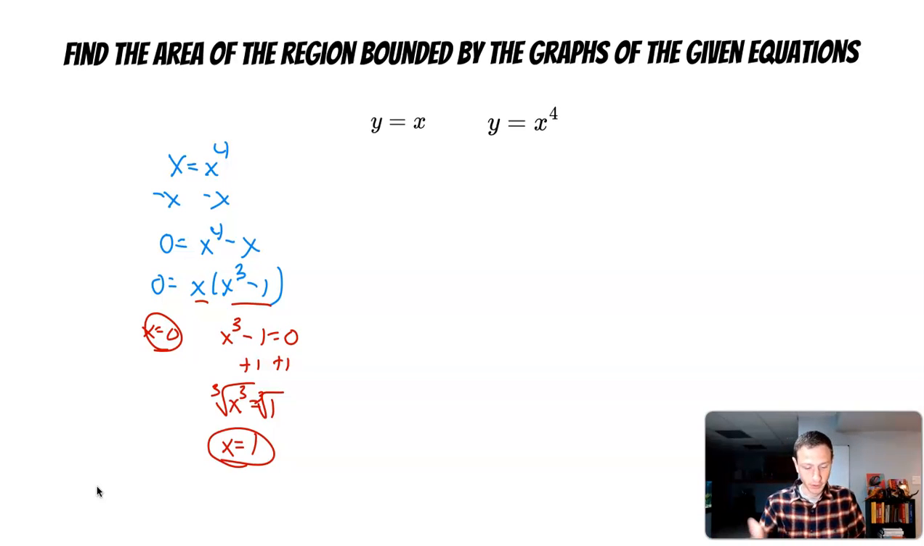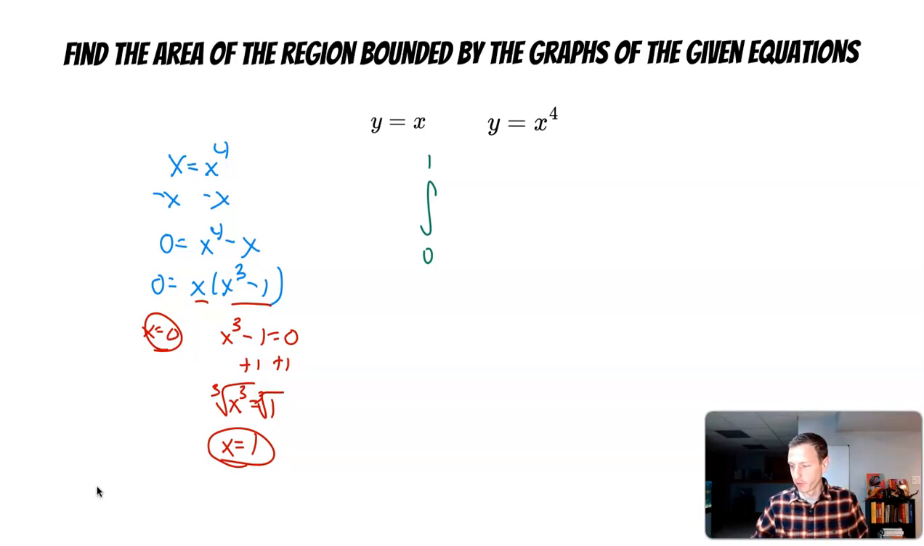Go to your calculator, type those in, and you'll see that they cross paths at 0 and 1. So we know our limits of integration. We're going to integrate from 0 to 1. Now we really want to make sure, though, is it this function minus that function, or is it that function minus this function? That's where you might need a calculator to help you out if you're not too sure what these graphs look like. If you're pretty experienced with graphs, y equals x is just going to be a line, x to the fourth is going to be a parabola-like curve.